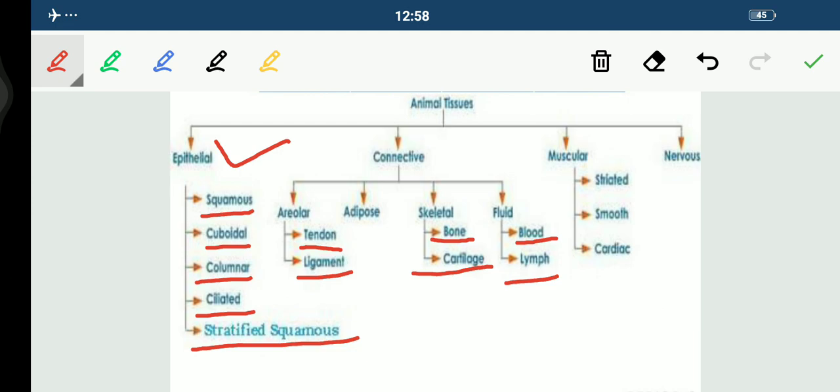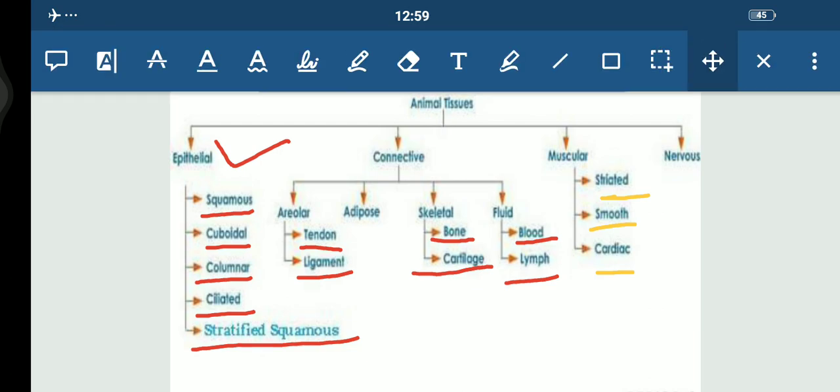Talking about the muscular tissue, students, it is further categorized into three main types. The first is striated, next is smooth, and another is cardiac muscle. And the last one is the nervous tissue.